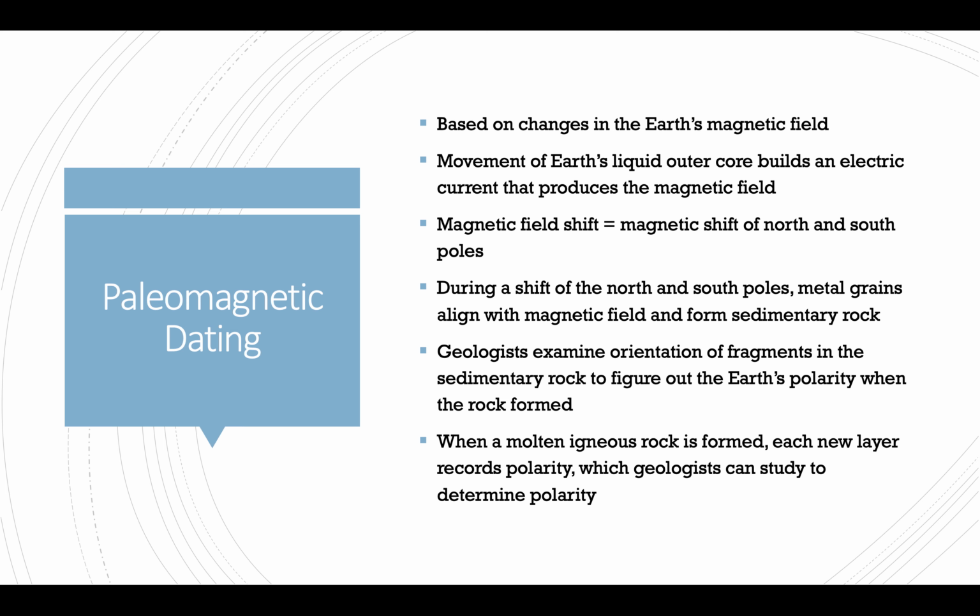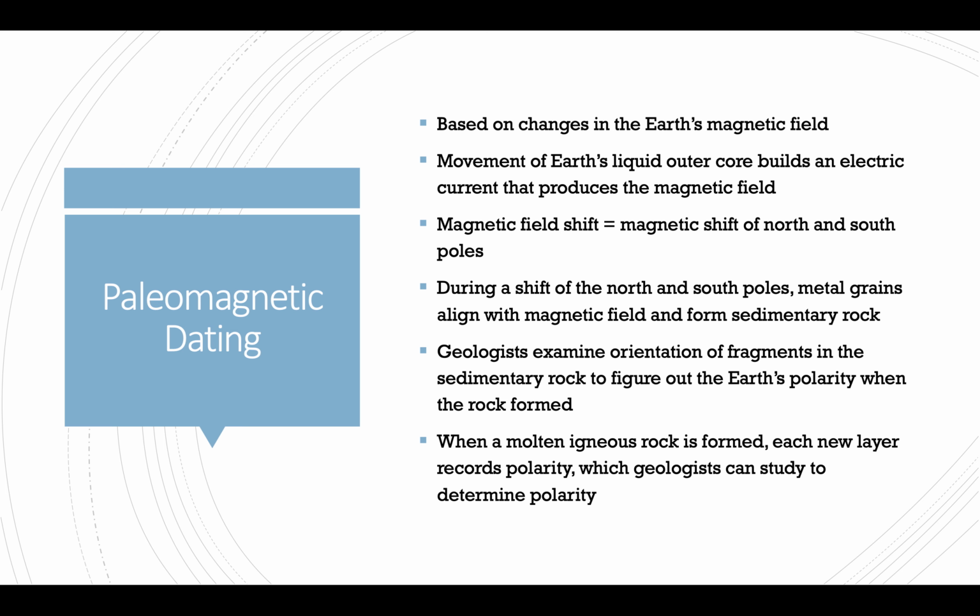Next is paleomagnetic dating, which is based on changes in the Earth's magnetic field. So movement of Earth's liquid outer core, which is made of iron alloy, builds an electric current that produces the magnetic field. The magnetic field shift is when a shift of the north and south poles occurs.